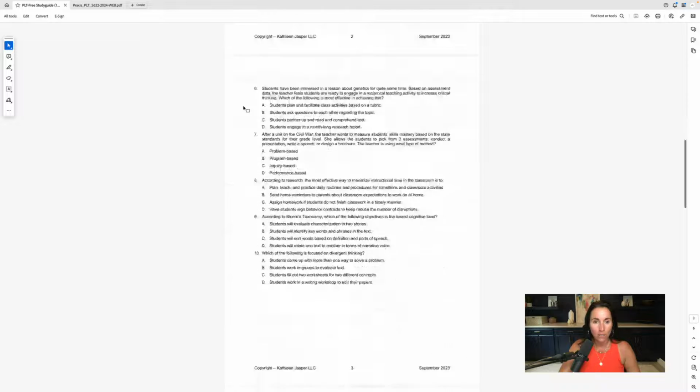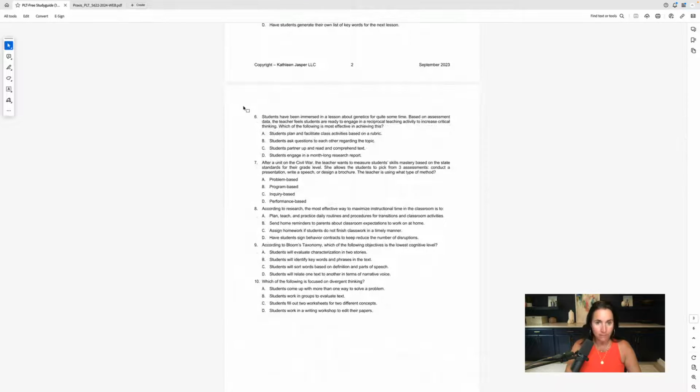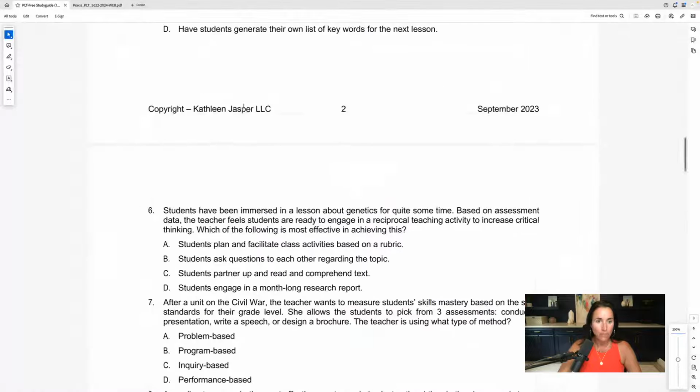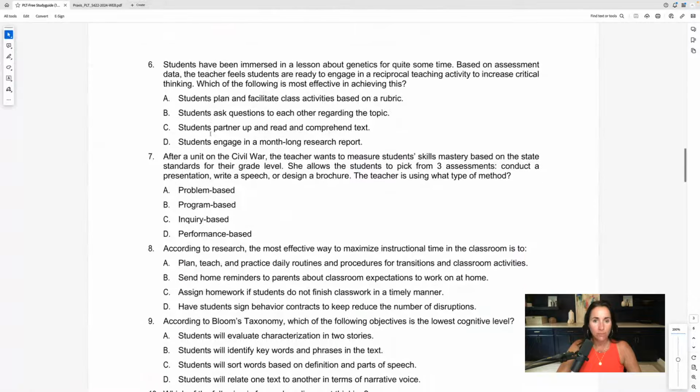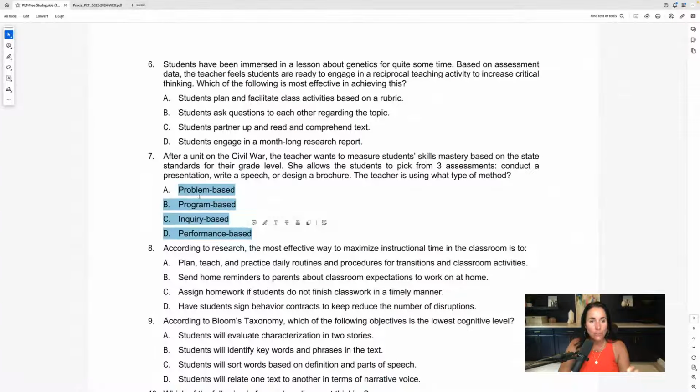Okay, number 7. Let me zoom in on that one. All right. Alex is asking about this one on the free study guide. Okay. I can see why these are kind of similar here. Okay. So the answer choices are problem-based, program-based, inquiry-based, or performance-based. Now, performance-based is a good word. This is a type of assessment where a student has to perform.